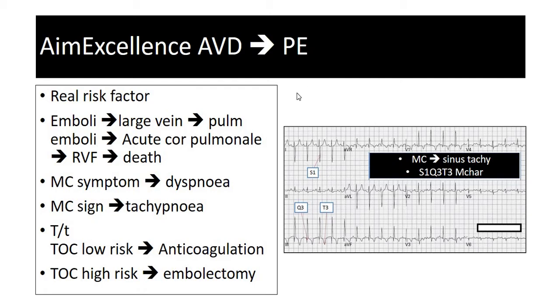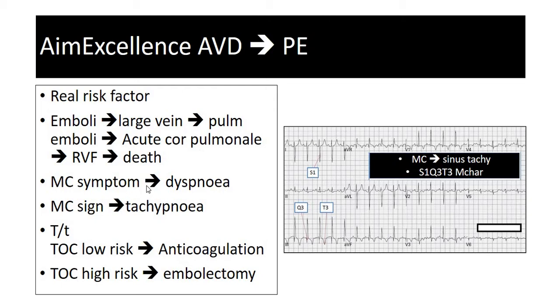Now the most important risk factor. Now we are switching from the surgery to medicine, and here the most important risk factor they are developing is pulmonary embolism. It is a real risk factor because the emboli that form in the large vein go directly to the pulmonary arteries, leading to acute cor pulmonale, right ventricular failure, and death.